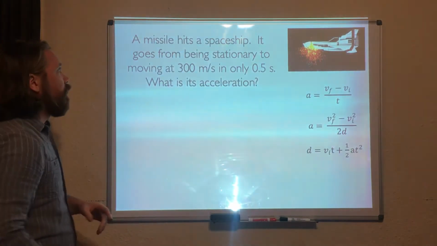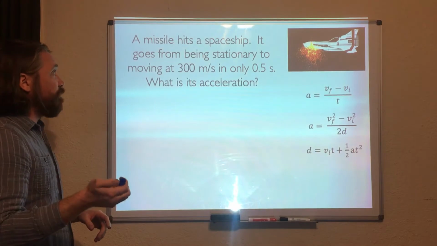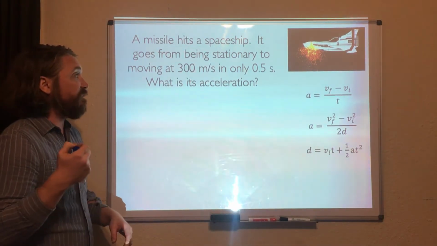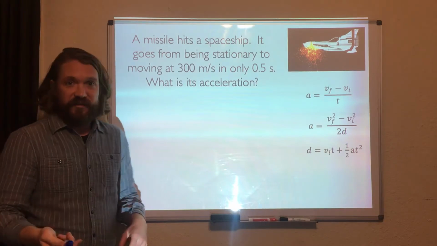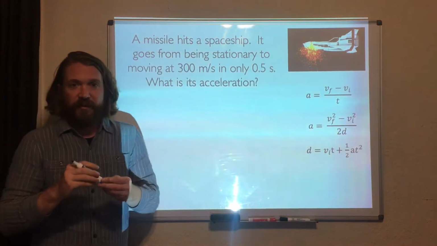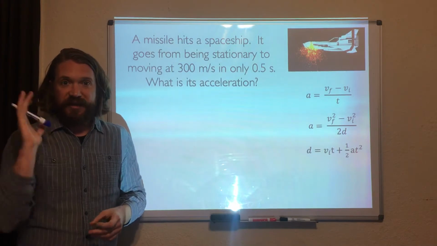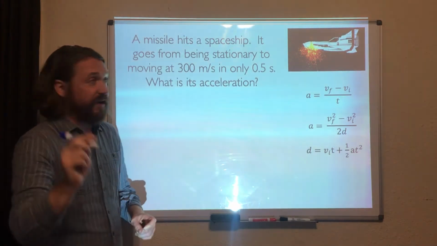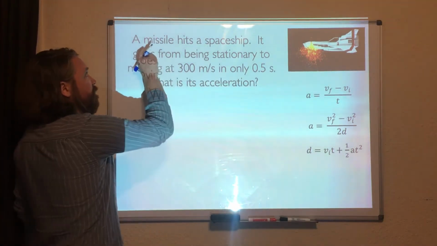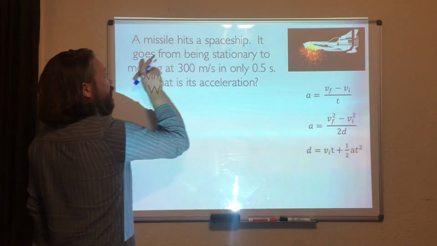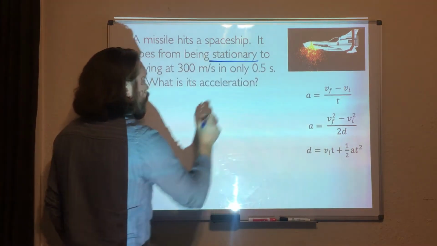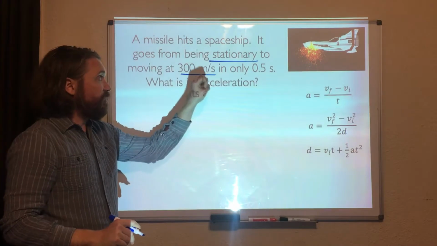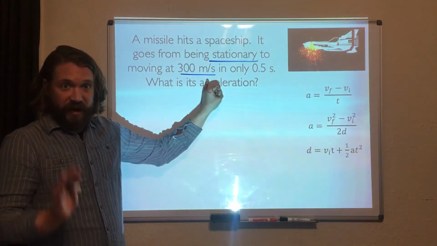Number 1. A missile hits a spaceship. It goes from being stationary to moving at 300 meters per second in only 0.5 seconds. What is its acceleration? So remember from last class, we always use the GUESS method. And here, I will show you why it's important. So step number 1, write down our givens. A missile hits a spaceship. It goes from being stationary to moving at 300 meters per second. Meters per second is always a velocity.